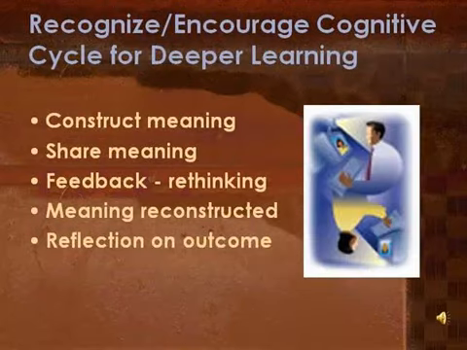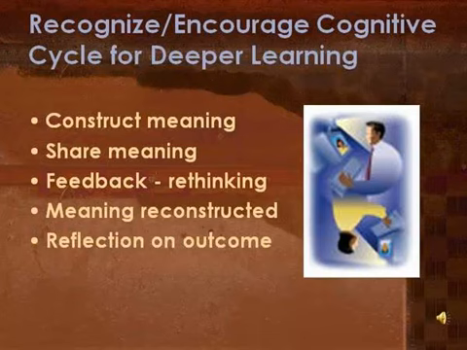Be able to recognize and encourage the cognitive cycle so you can be assured of some deeper learning happening in your course. There's a cycle that produces good discussion. It starts with critical thinking, but develops by sharing ideas, getting feedback, and perhaps changing a view. A reflection on the outcome of this kind of discussion would reveal deeper learning.